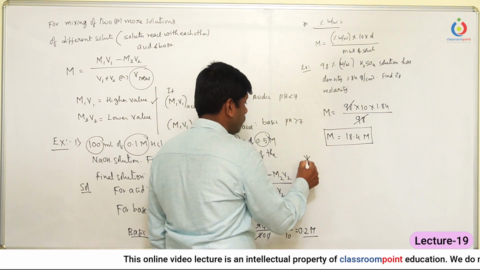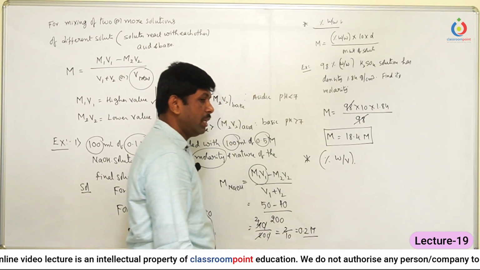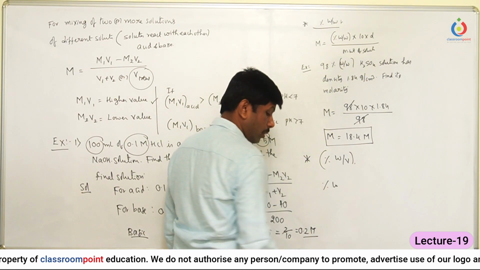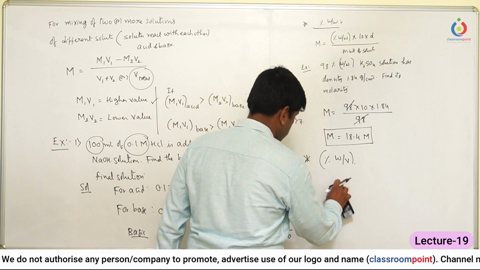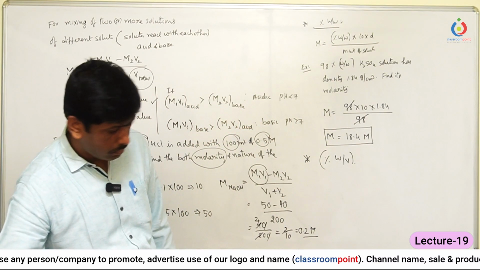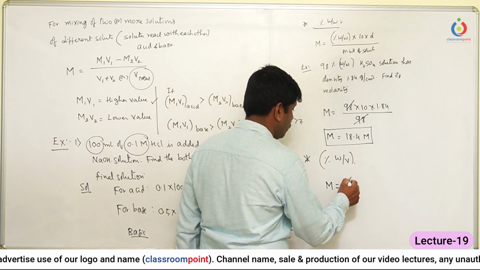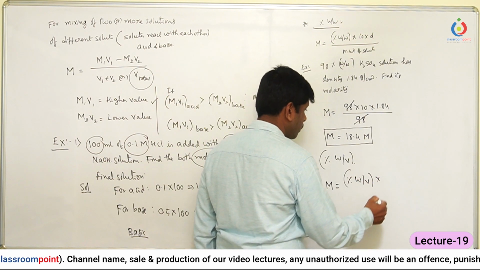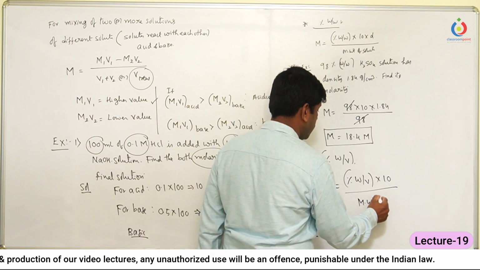And what happens if percentage weight by volume is given? How is this related to the molarity? So molarity equals percentage weight by volume into 10 divided by molecular weight of solute.